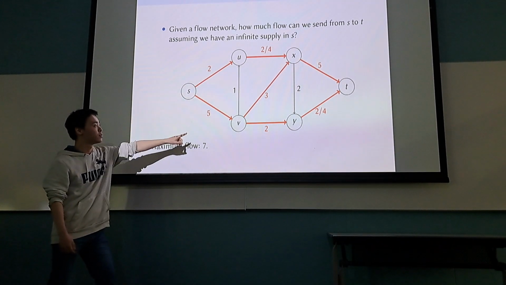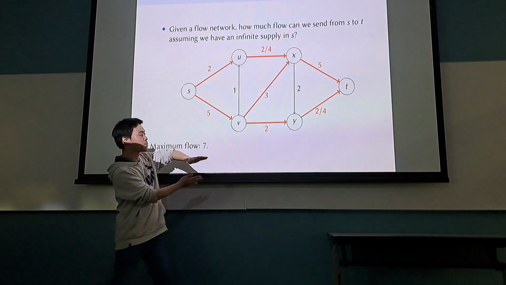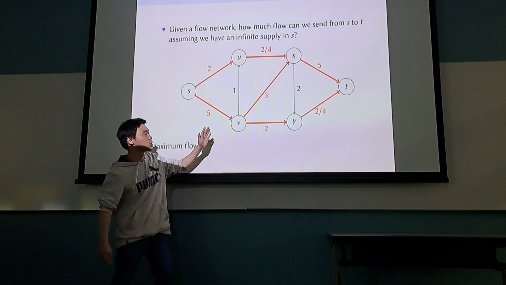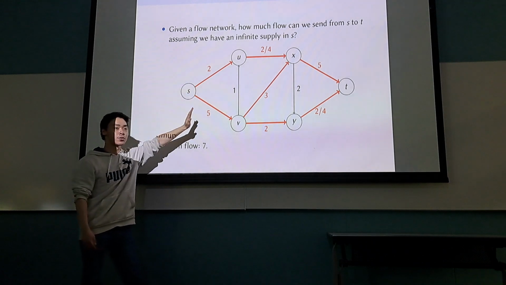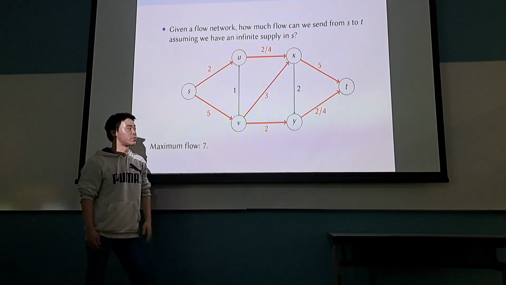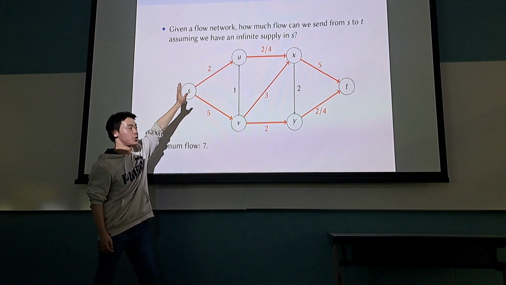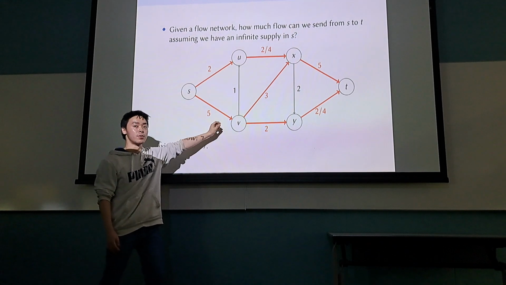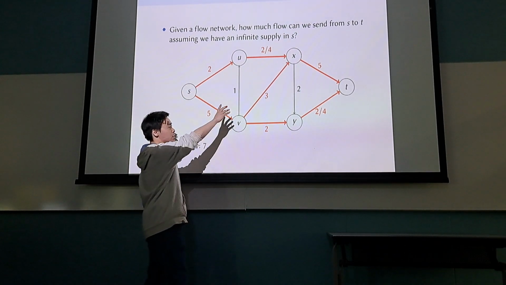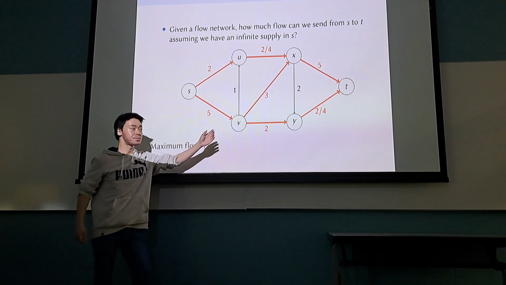Likewise, I can go from S to V with 5 units of flow, and then I can transport it in 2 different directions. I can transport it up from V to X with 3 units of flow, and V to Y with 2 units of flow. So at X, I have 2 units of flow from U, and 3 units of flow from V. So from X, I have 5 units of flow, and I can send all 5 to T.